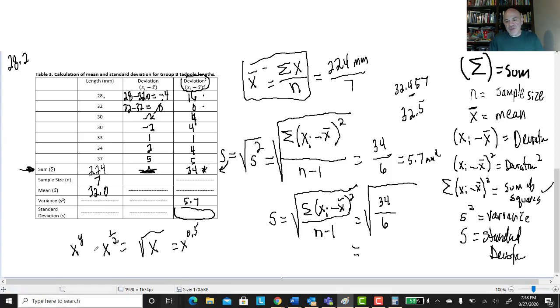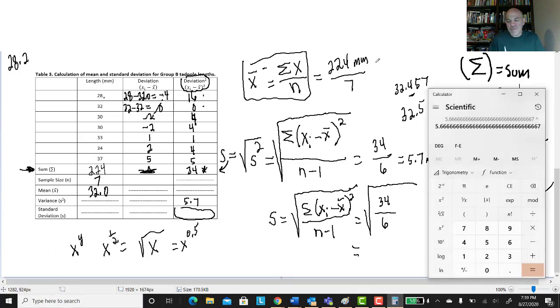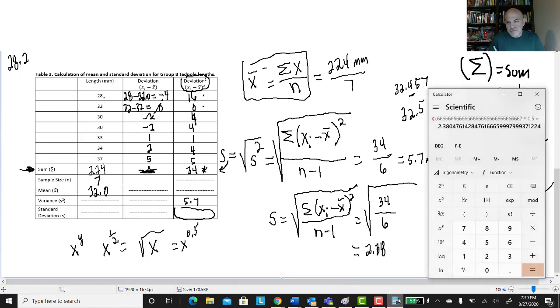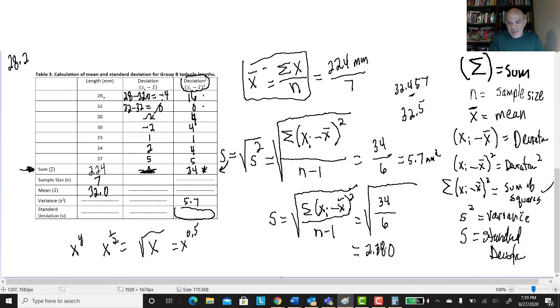So what I'm going to do here is type in 0.5 for the y part of that symbol, and when I do, that gives me the square root. So the square root answer to that shows in the calculator as 2.3804, and where we want to round is to the same level of precision as our mean, which is the tenths place. So your final answer for this data set would be 2.4 right here.